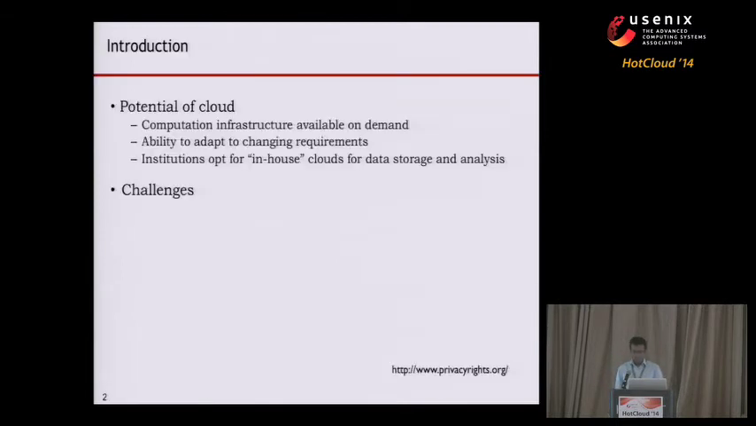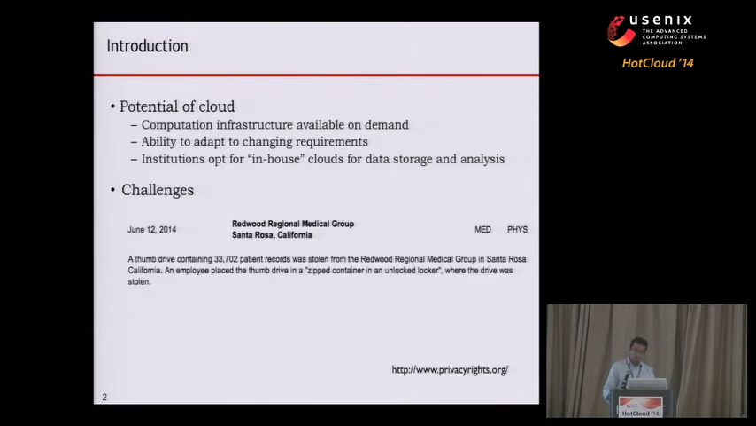So we're all here at this HotCloud conference today. We believe that the cloud has great potential. And one big impediment against more wide-scale adoption of cloud as not just a storage but also as a compute platform is some of the reports like these.